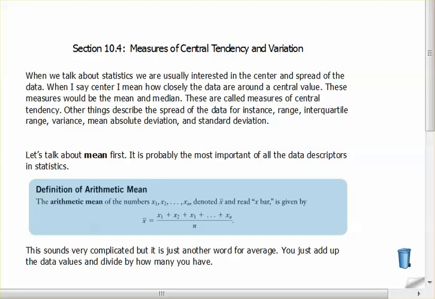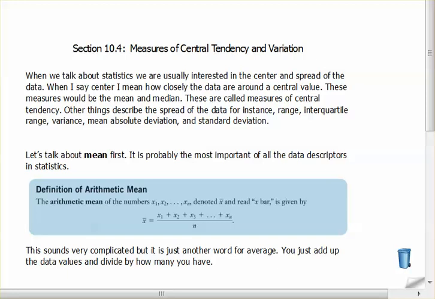In this section, we're going to be talking about measures of central tendency and variation. What we're talking about here is the center and spread of the data. When I say center, I mean how closely the data are around a central value. And then there are also measures that deal with how far apart the data is spread. So let's talk about each one of these.